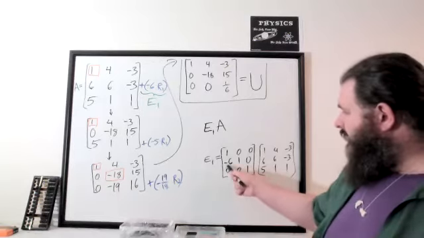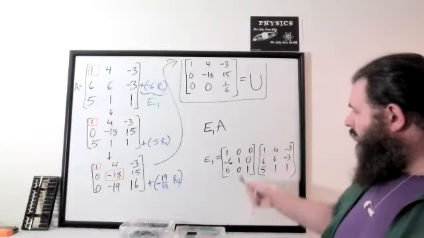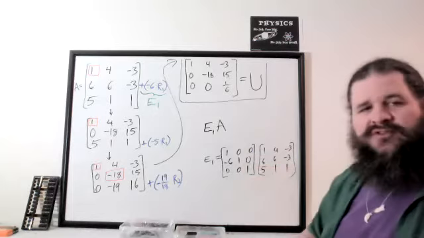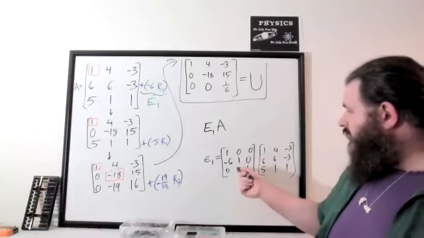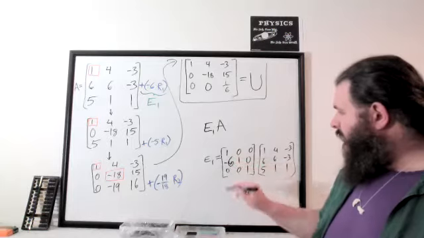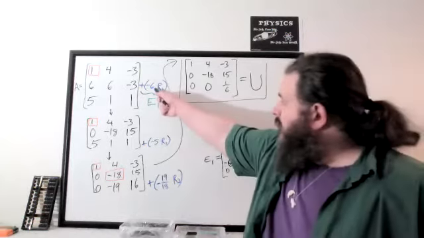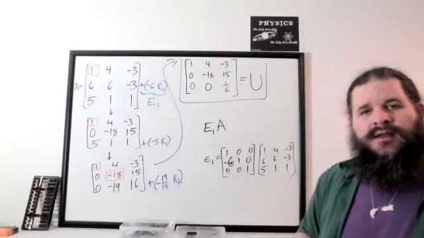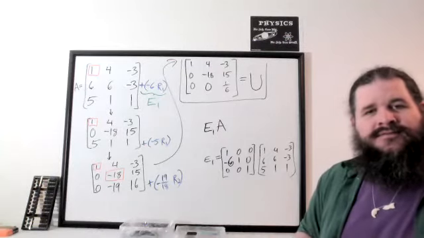Specifically taking -6 times the entire first row, adding it to the second row exactly as it is, and then no information from the third row. So this is E1. This is the elementary transform matrix that has the effect of adding -6 times row 1 to row 2. Any questions on that so far?